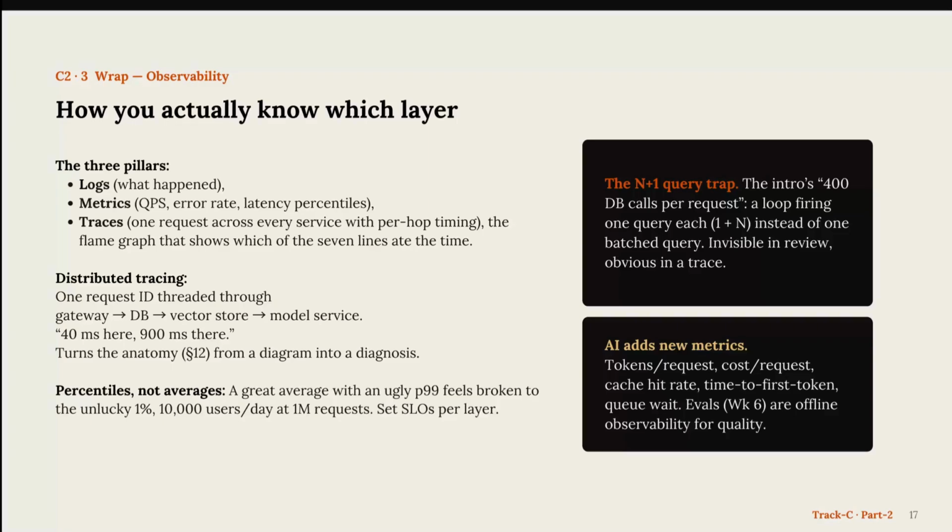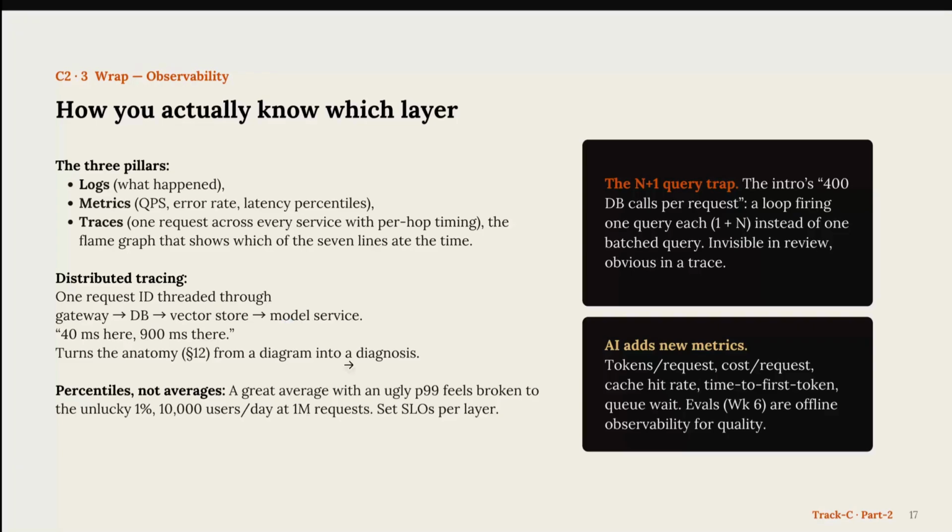Distributed tracing. I have a request coming in. Where does this latency happen? If I have to trace it, I need to understand how much time was spent at the gateway, the database level, the vector store level, the model service. 400 milliseconds here, 900 milliseconds there. I need to understand the distribution of time across all these elements. This typically turns the anatomy from a diagram into a diagnosis.